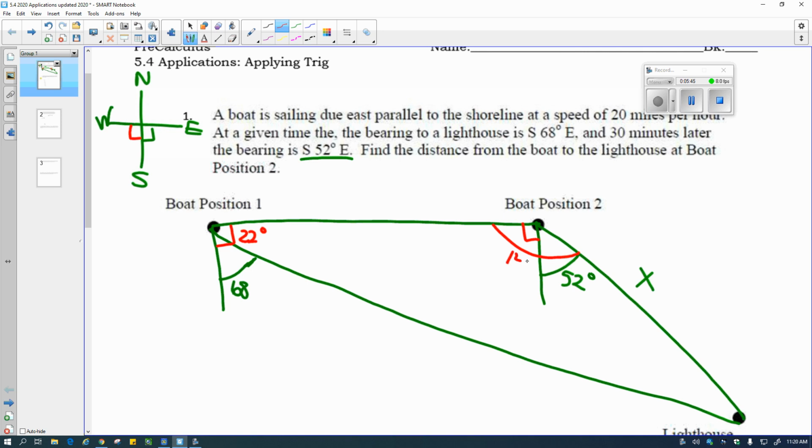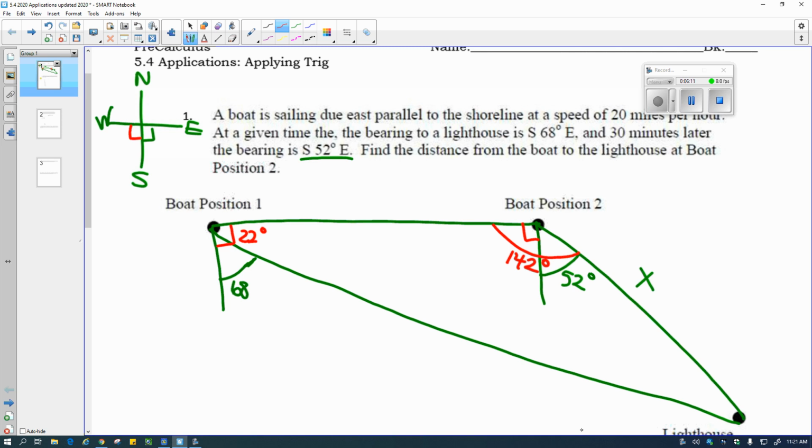142. Great. Excellent. All right, so I've got two angles in the triangle, and I know what I'm looking for. I'm looking for that far right side from boat position 2 down to the lighthouse. At this point, I feel like I just don't have enough information. What am I missing? What detail didn't I touch on in this picture?